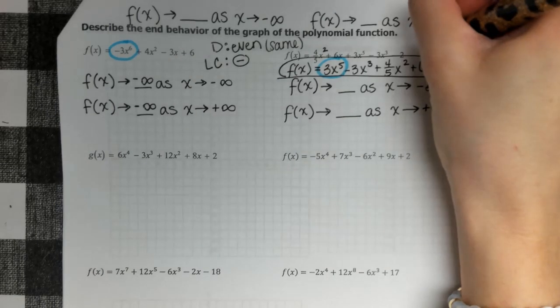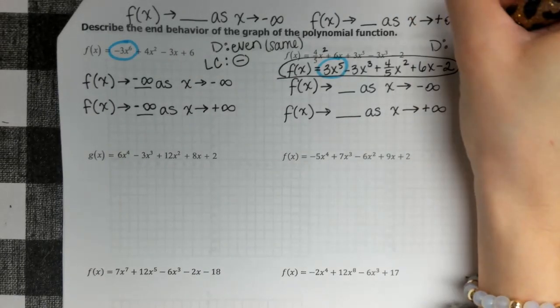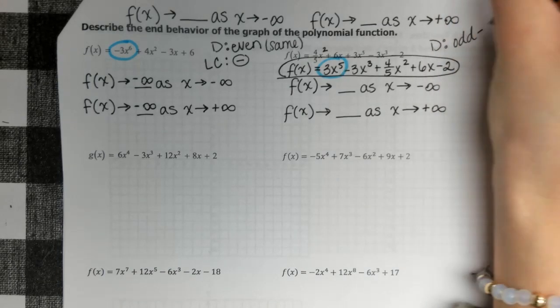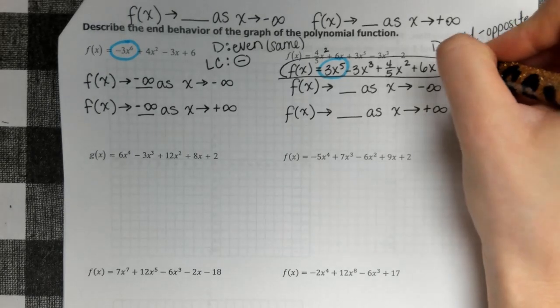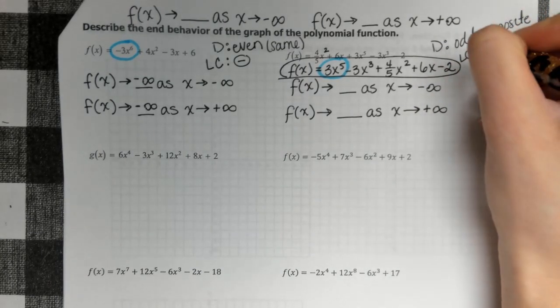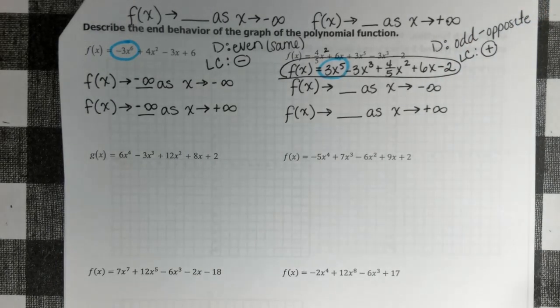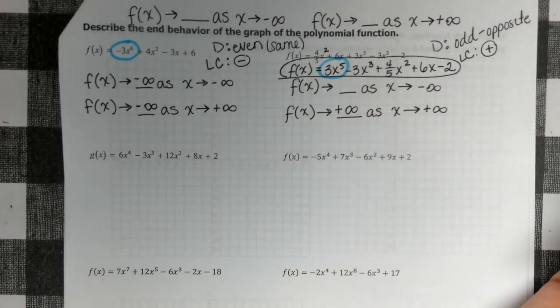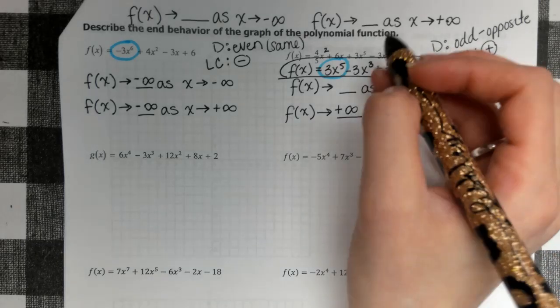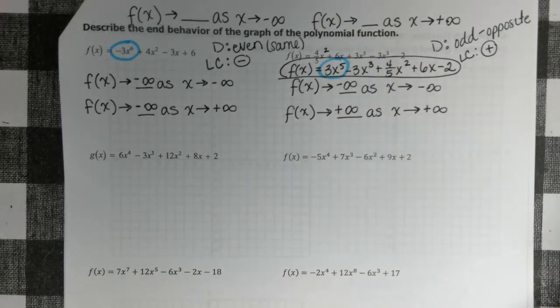So my degree, even or odd? Odd. What does odd mean? Odd, opposite. They're going to be opposite directions. What's my leading coefficient? Positive or negative? Positive. So it's going to end where? It's going to end positive infinity. So it starts where? Negative infinity, because odd, opposite.